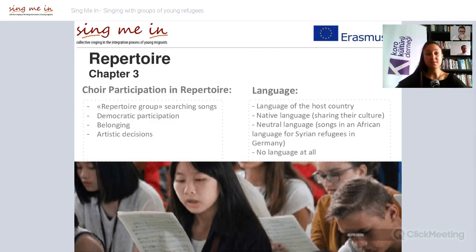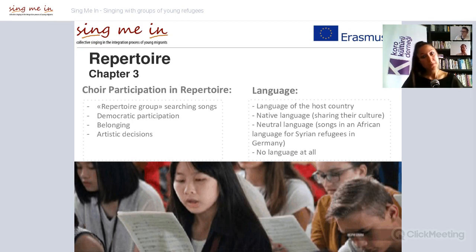Let's talk about choir participation in repertoire. You can create a repertoire group which will be searching for songs for the choir, so they will feel more democratic participation and more belonging to the atmosphere, and they will feel that they are making artistic decisions, so it will be a more friendly and democratic environment for the choir.